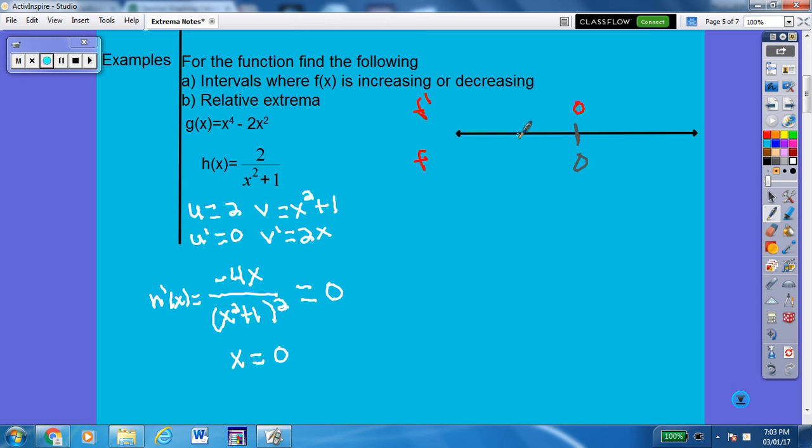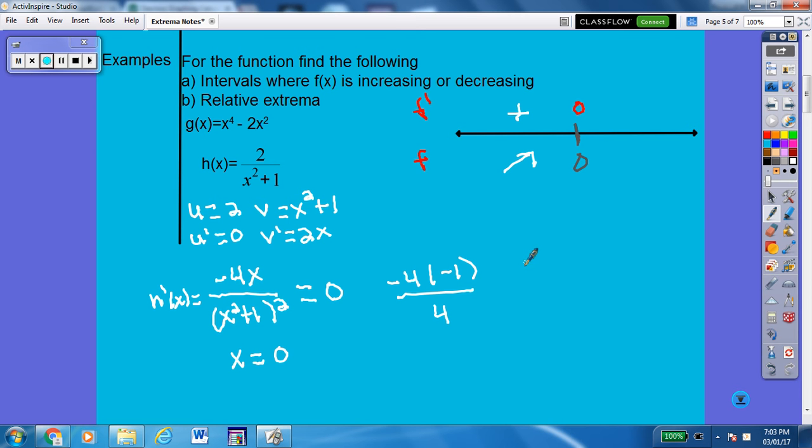Pick a point less than 0, maybe -1, and I put that into the derivative. Again, I'm just concerned with the sign. So I'm going to get -4 times -1. On the bottom, -1 squared plus 1 is 2, and that's going to be 4 if you square it. So clearly this is going to be a positive result. Positive on the top means increasing for the function. You always have to check the other side. You can't assume that it's going to turn negative. It might stay positive, and if it stays positive, you have no extrema.